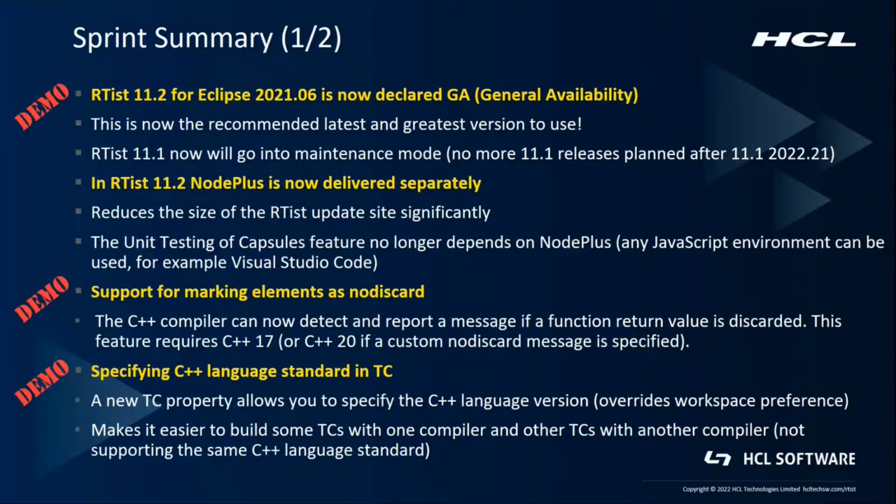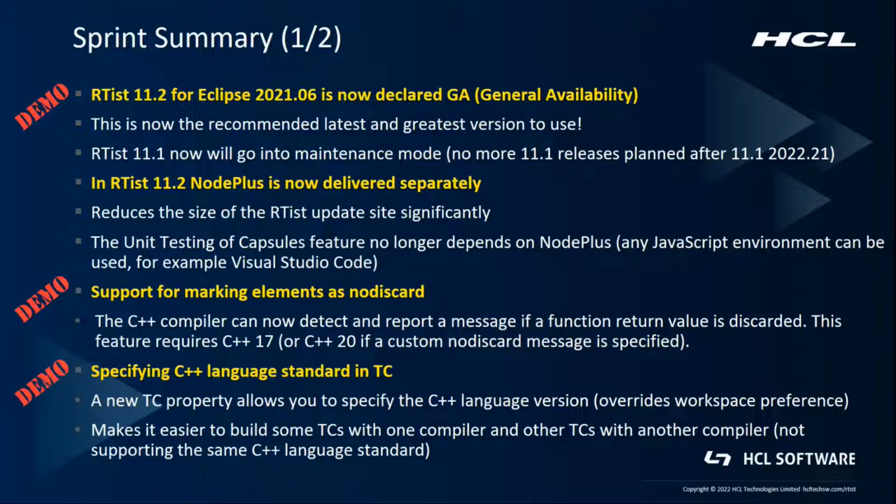First of all, I'm very happy to say that RTist 11.2, which supports Eclipse 2021-06, is now declared GA, so it's available for anyone to use in production. Our plan now is that 11.1, which we also ship an update for in this sprint, will go into maintenance mode. This means that there will be no more 11.1 releases after this one, called 11.1 2022.21. But of course, if you have any critical issues that you need fixed on the 11.1 branch, let us know. We can always make exceptions.